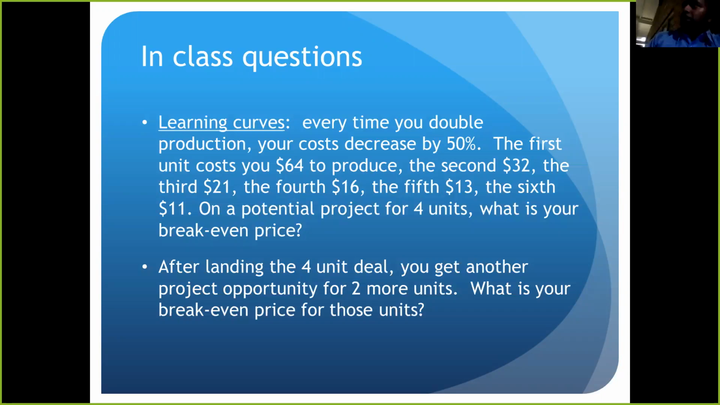It's at 48. We got the 5th and the 6th. Oh, then it's like 24, 12. It's 12, right? Those extra 2 units cost me 13 plus 11, which is 24 bucks. 24 divided by 2. So what's kind of interesting here is that my break-even price is dramatically less, right?